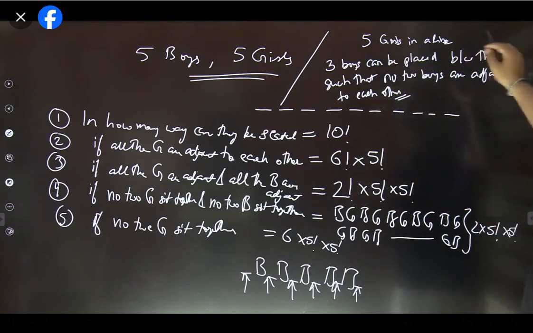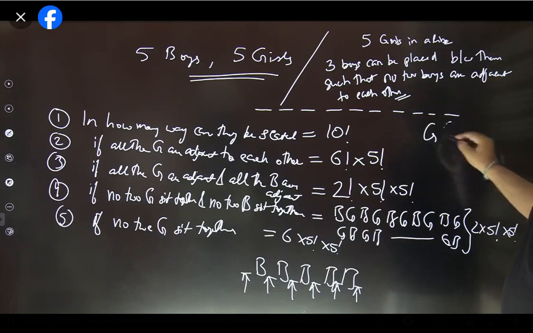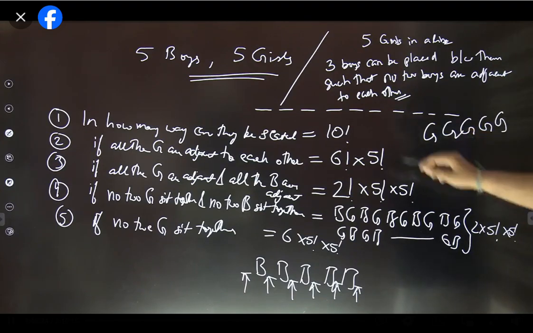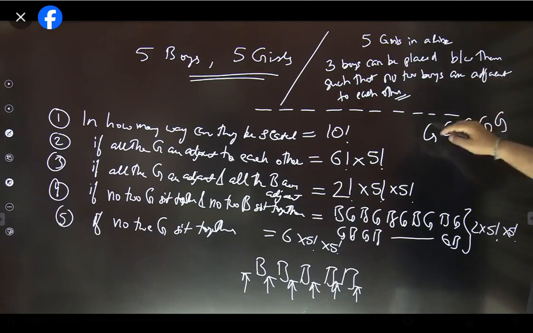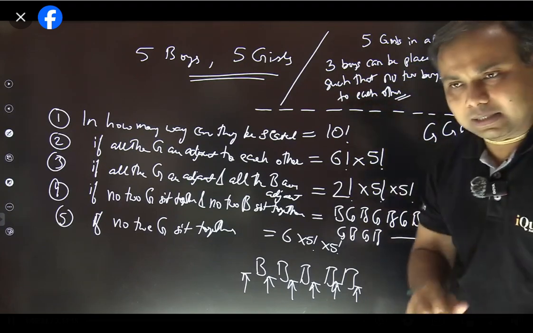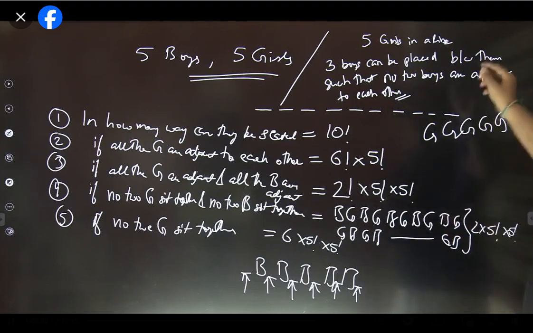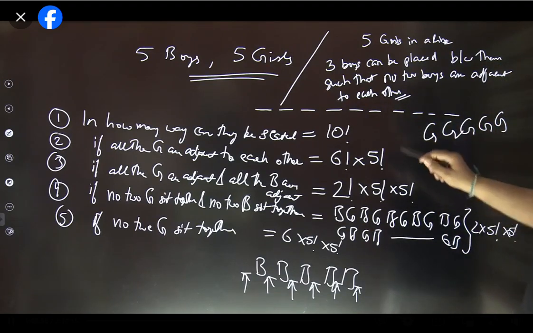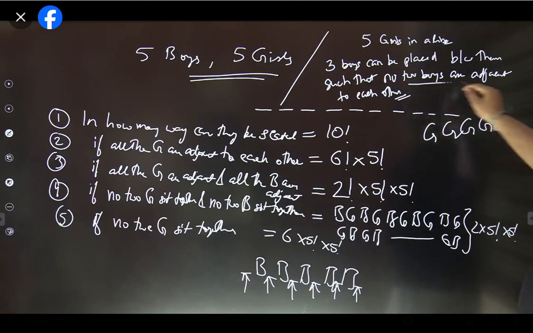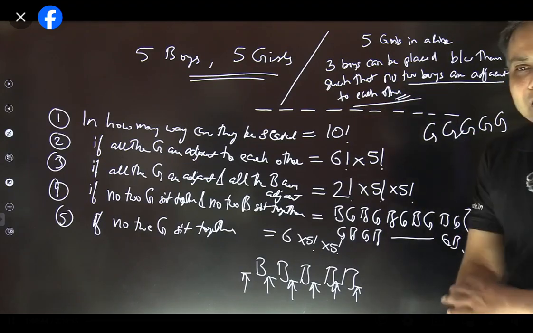Please answer this. There are 5 girls in a line. Let's say G, G, G, G, G, like that. Or 3 boys. In how many ways can 3 boys be placed between them? So between them, anywhere, we have to place the 3 boys. When I'm saying between them, it can be at either of the ends also. That is also allowed. Such that no two boys are adjacent to each other.